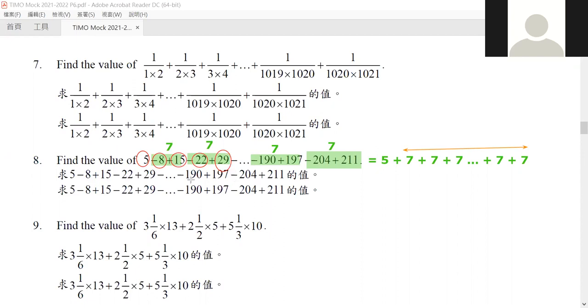So in here, you can see that for all these terms, except the first term, for all these terms from 8 and 15 and 22 and 29 up until our final term, they are all a so-called arithmetic series.